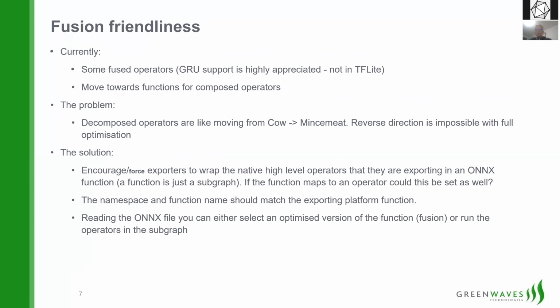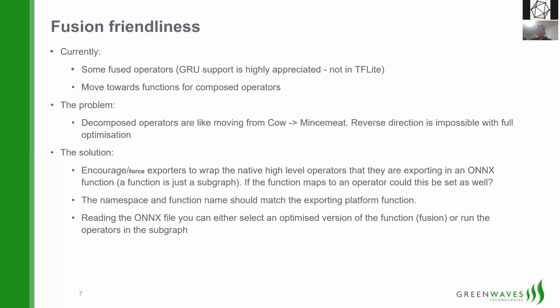The second area I'd like to cover is what I called fusion friendliness. There's one thing which is kind of a big problem for us, which is that we have optimized fused kernels. And it's very difficult to get to highly optimized fused kernels from elementary operators. It's a little bit of an unfriendly way of describing it, but I always describe it like moving from a cow to mincemeat. It's very easy to go one way and difficult to go the other way.